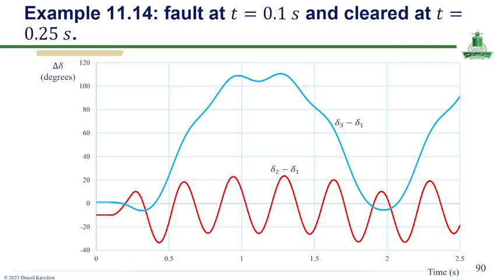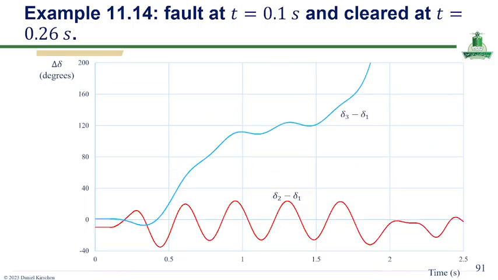After the fault is cleared, the system attempts to regain synchronism, and the oscillations continue with damping characteristics. This response demonstrates the transient stability behavior of the interconnected power system and highlights the importance of rapid fault clearing in maintaining system stability and preventing loss of synchronism among generators.